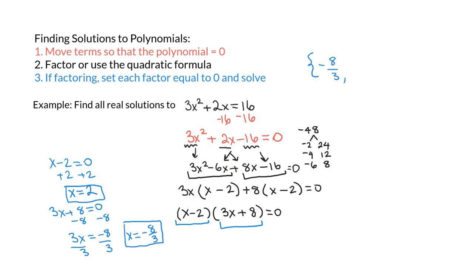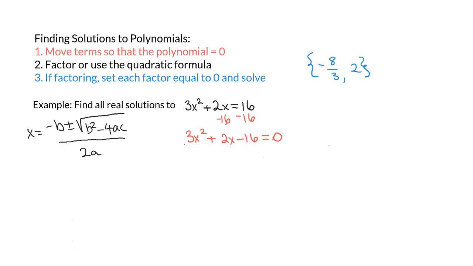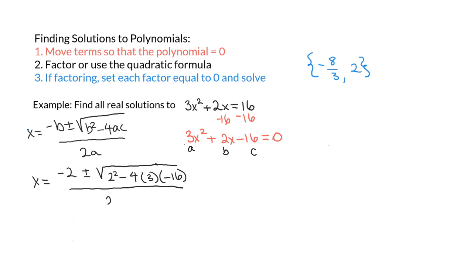So now we'll show that we get the same answers using the other method, the quadratic formula. So this time we'll use the quadratic formula. x equals opposite b plus or minus the square root of b squared minus 4ac, all over 2a. And our a, b, and c are a equals 3, b equals 2, c equals negative 16. So plugging into the quadratic formula, that would be x equals opposite b, which is negative 2, plus or minus the square root of b squared, so 2 squared, minus 4 times a, which is 3, times c, which is negative 16. All of that under the square root, all over 2 times a, so 2 times 3.